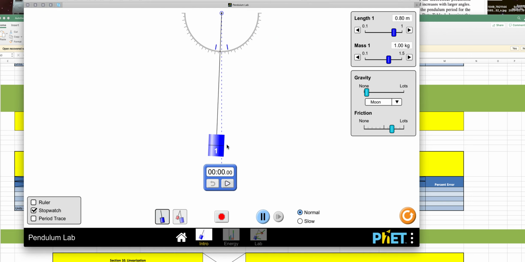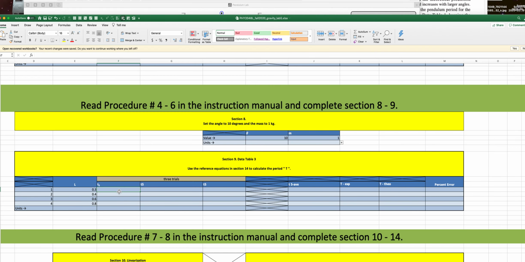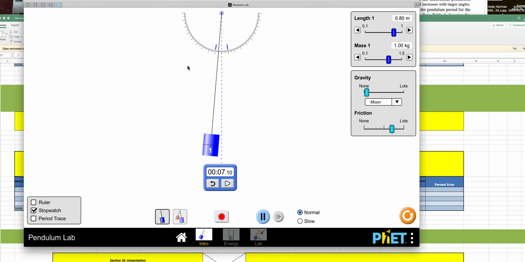So here what you're going to do is keep the mass at 1. You're going to always release at 10 degrees. And again, measure the time for 5 cycles, however much time it takes. And then you're going to enter that number here. And you're going to do this 3 times. And the next trial, what you're going to vary here is the length. So you're going to change the length.